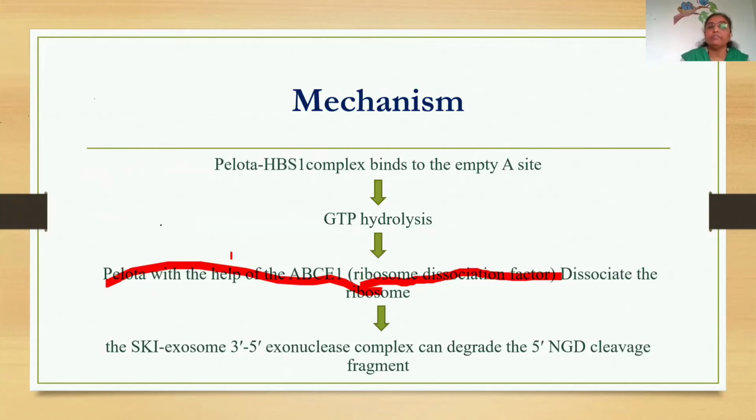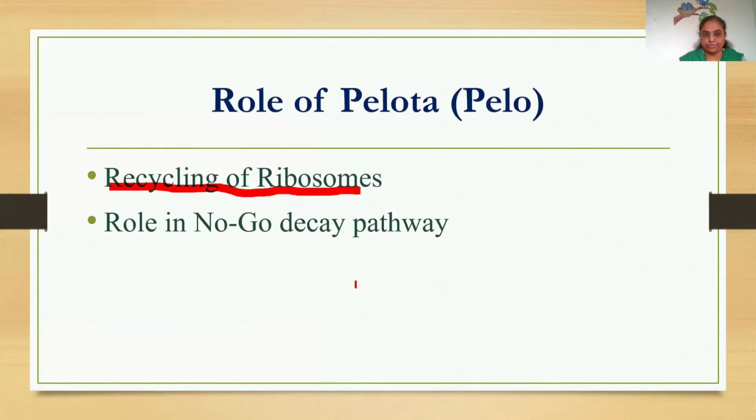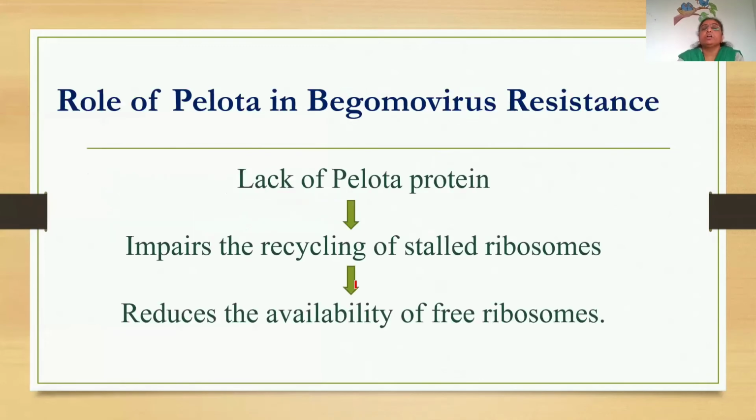ABCE1 and pelota together allow the dissociation of the ribosomes. Now, the role of pelota in begomovirus resistance: how does pelota give resistance to the begomovirus? Now, what is the begomovirus?